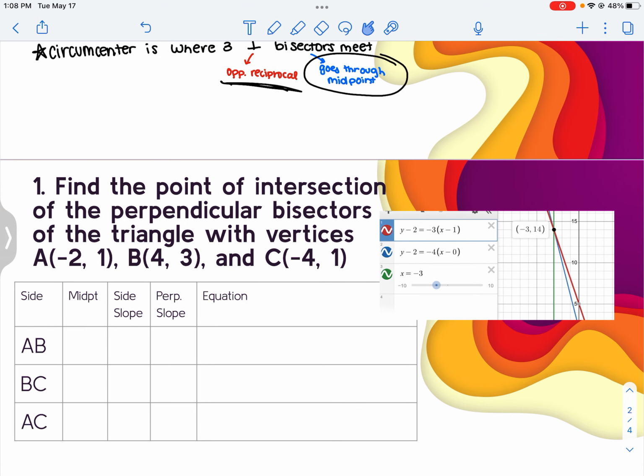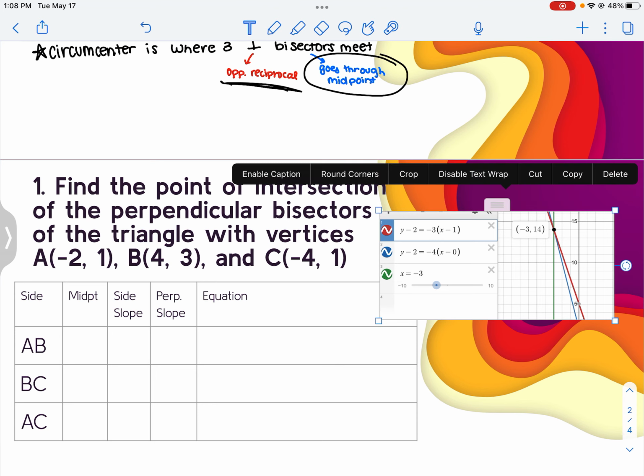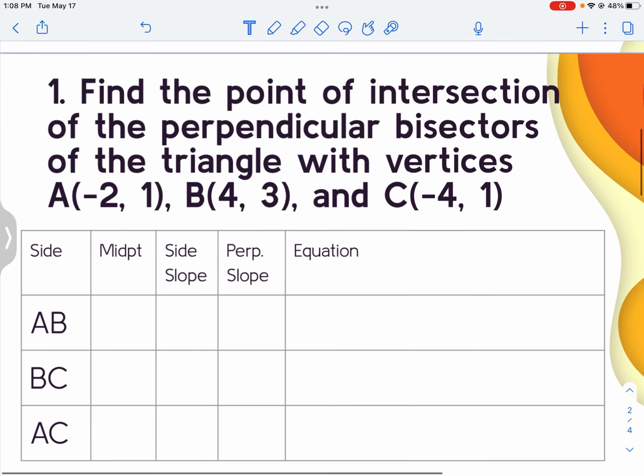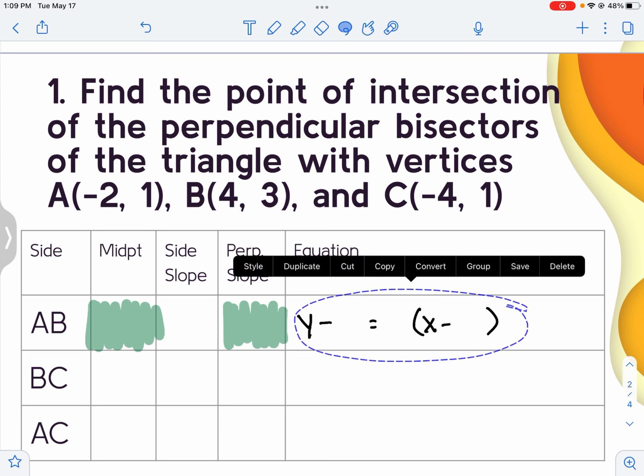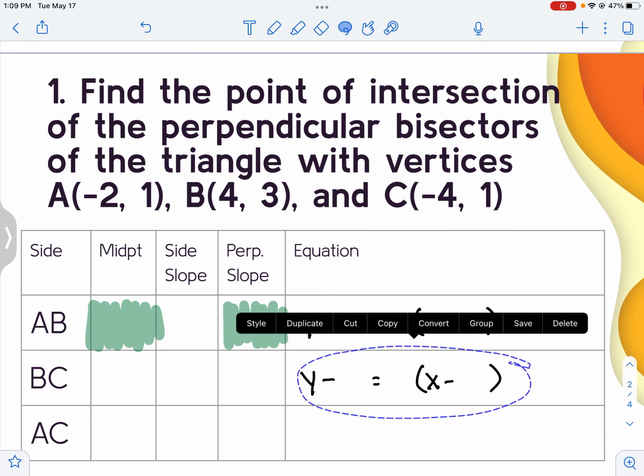We're going to go ahead and do a few problems together here. When I'm doing this, I'm going to take my points and find the midpoint. I'm going to find the slope of the side AB, and then take that slope and find the perpendicular slope. If I use the midpoint and the perpendicular slope, I can write an equation in point slope form, which, remember, is y minus some y value equals our slope times x minus an x value. I'm going to copy that a bunch because I'm going to use it a whole bunch of times.